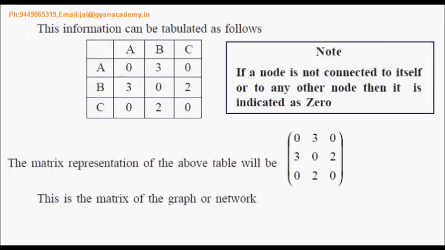This information can be tabulated in the box as follows. From A to A we have no arcs, so it is 0 over here. From A to B we have 3 arcs. A to C no arcs, so 0 again. B to A is 3 arcs. B to B is 0 arcs. B to C is 2 arcs. And C to A is 0, C to B is 2, and C to C is again 0. In this way, this can be mentioned in the form of matrix as shown over here.